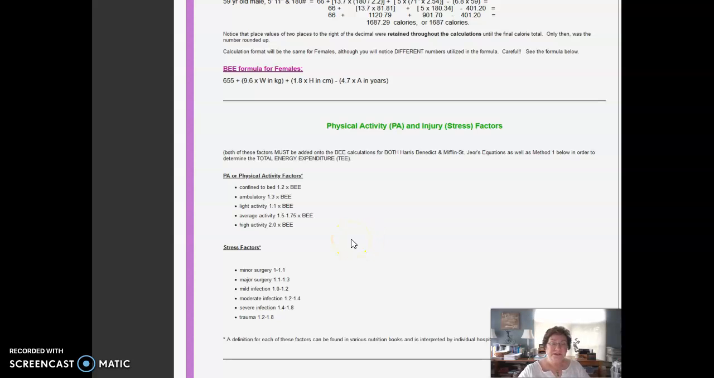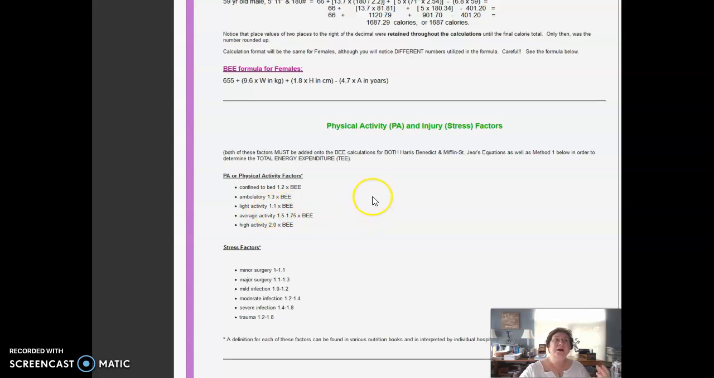Typically, we're only using, I don't see it on here, but 0.8 for just some resting, gentle activity. By the way, BEE is just our energy expenditure as we sit and breathe. But we don't just sit and breathe, we do other things, and so we need to account for that by some physical activity factor. So a patient who may be confined to bed, 1.2 is their physical activity factor. For light activity, we might use just 1.1.